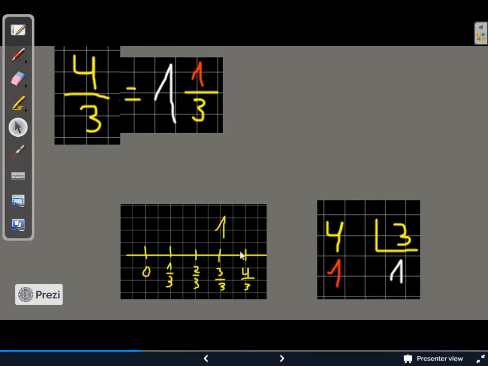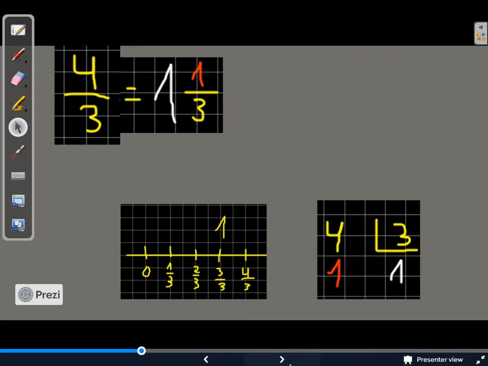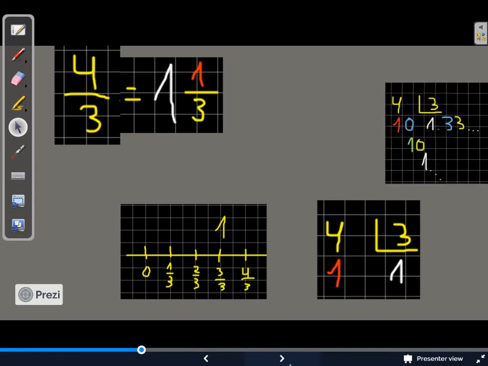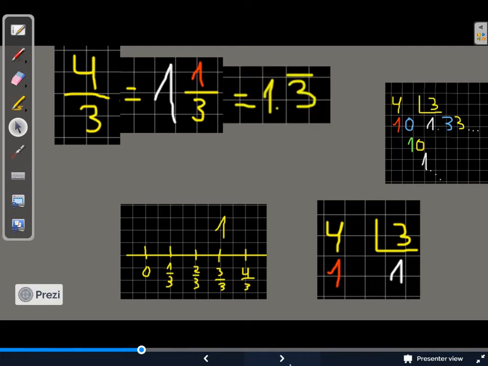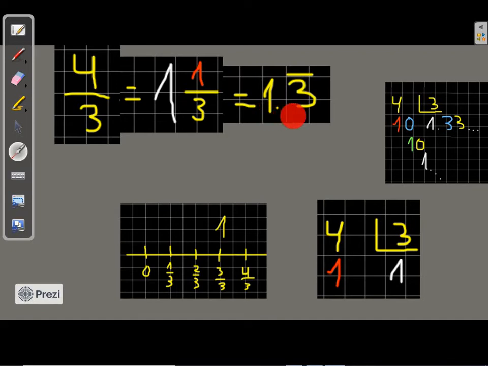Again, we can see that 4/3 is after 1, and we can see here that 4/3 is equal to 1 and a third. And also, if we divide 4 by 3, we will get 1.33333 with infinite threes. So 4/3 is equal to 1.3 with infinite 3s. Again, 4/3 is after 1, and here we can see it, 1 point infinite threes.